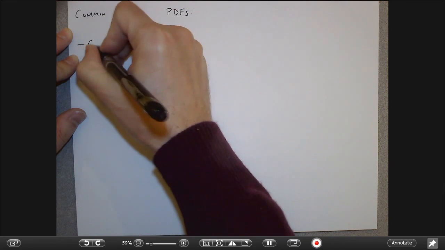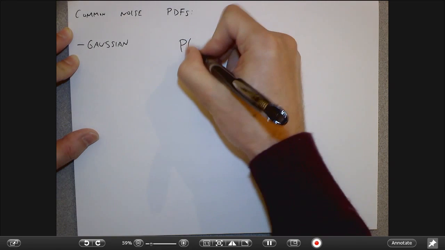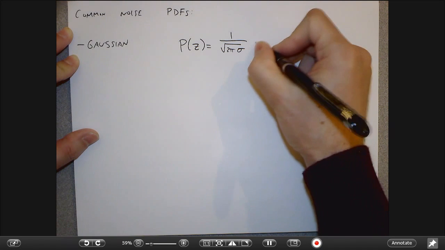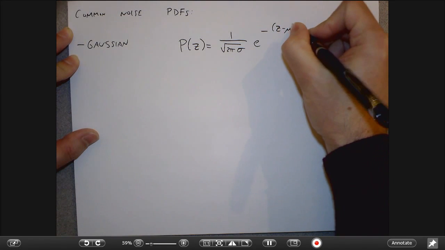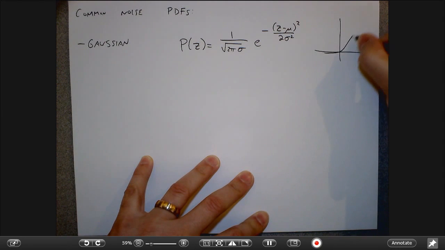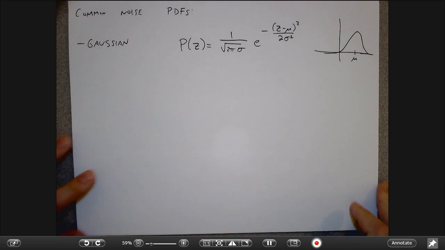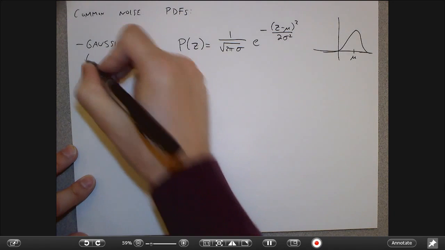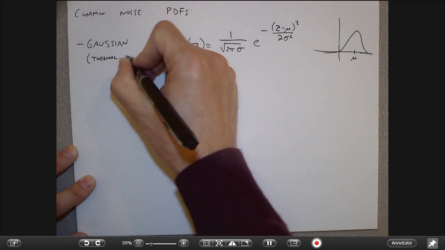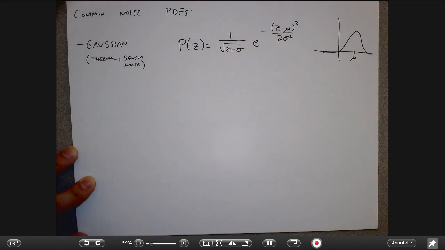Well, the most common one that you're going to see is Gaussian. So for Gaussian noise, basically, the model is this guy here. And it looks like some nice bell curve that is centered around the mean, and often the mean is 0, right? And so Gaussian noise is basically something that is well characterized as thermal noise, sensor noise. Gaussian is usually a pretty good model for the noise.